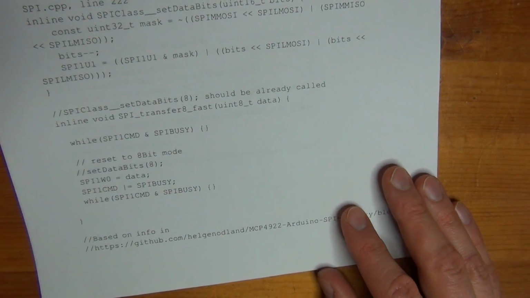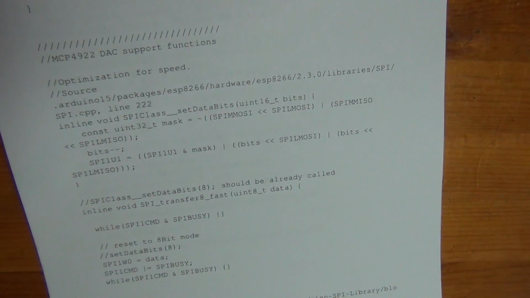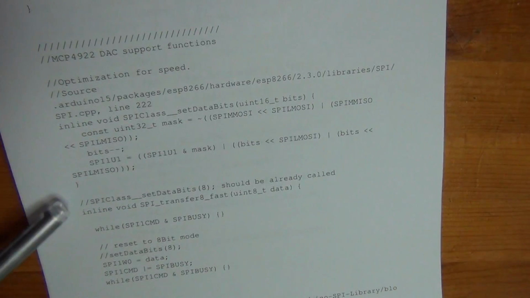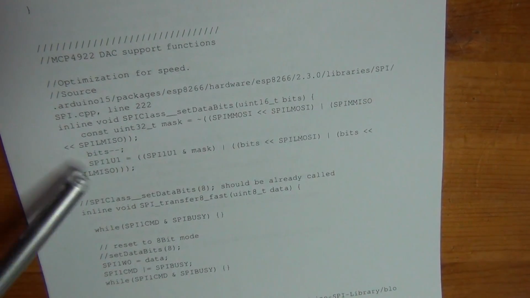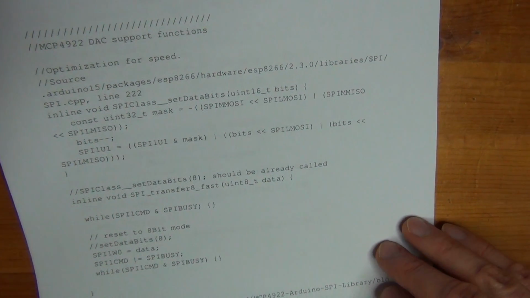Okay, and finally there are some support functions for the digital analog converter. There are some optimizations for speed, direct register manipulation. You can just copy and paste these sections and they should just work.